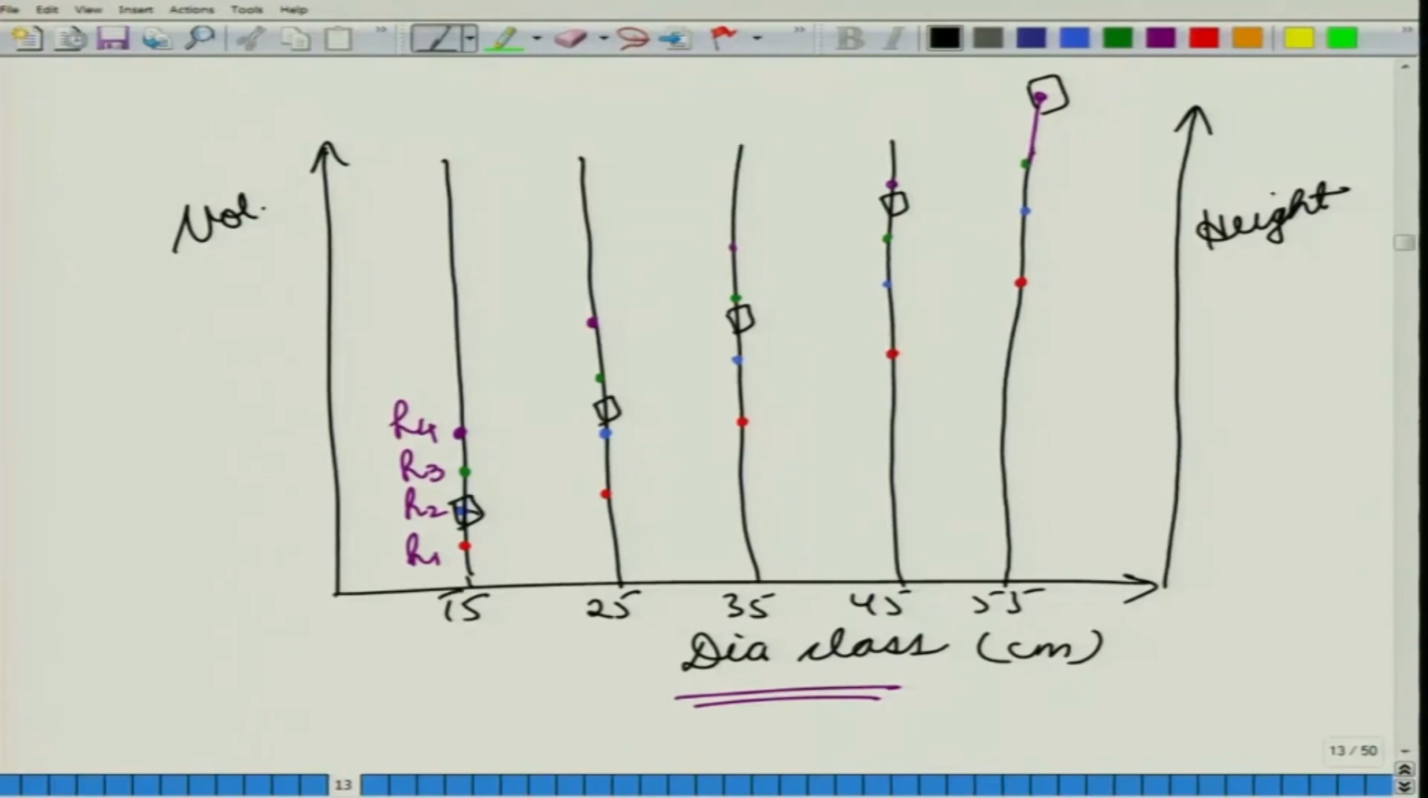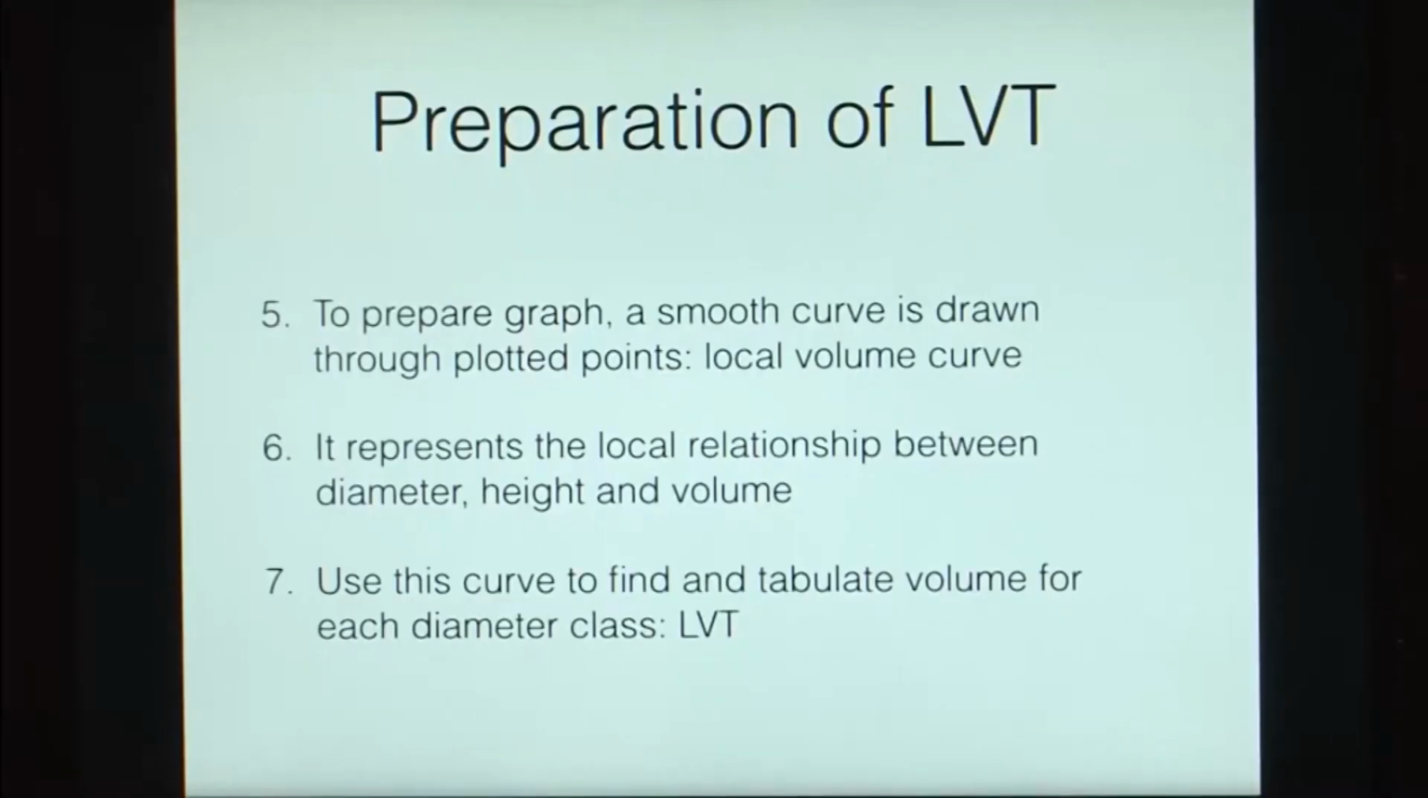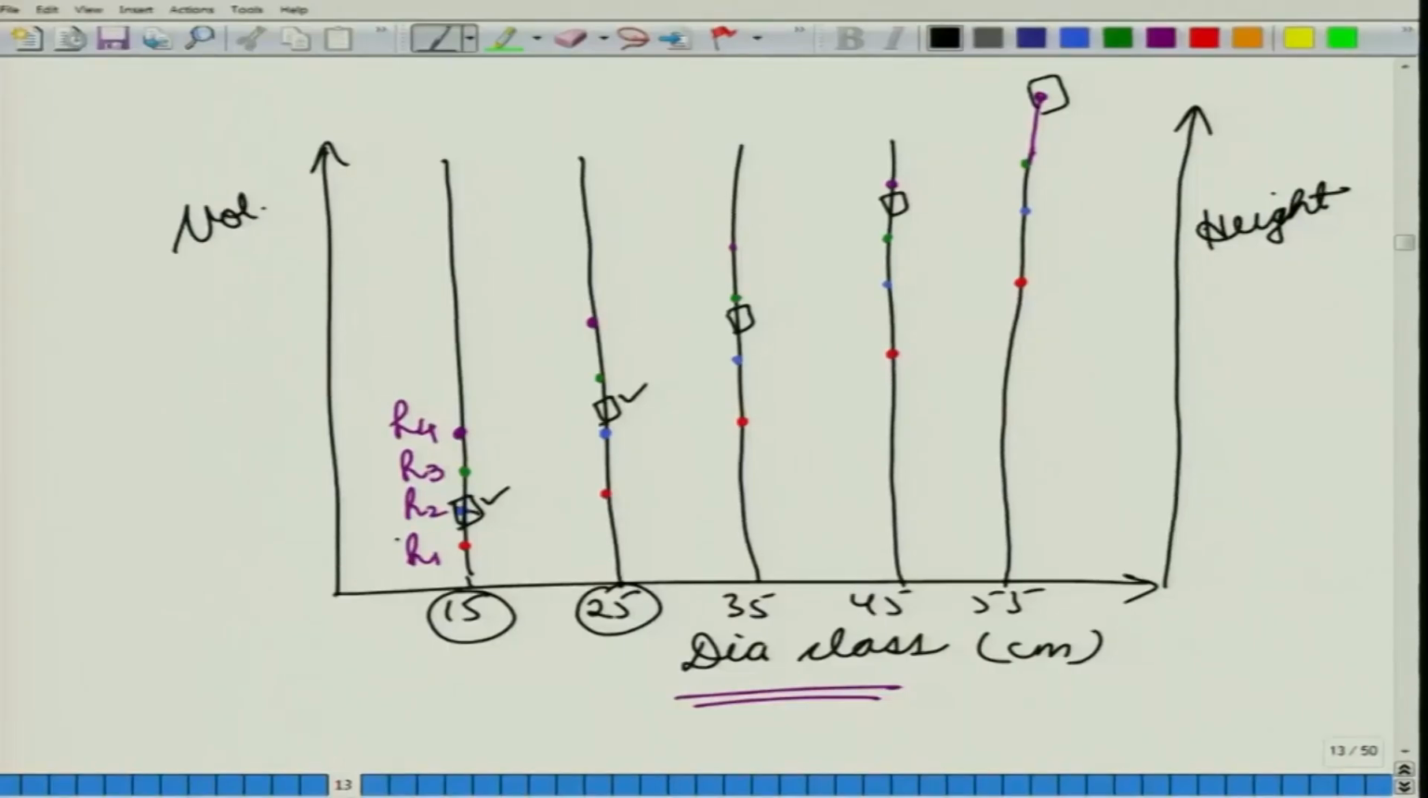So, for this diameter class we have this height, for this diameter class we have this height and so on. So, coming back to the slides. Next, to prepare the graph, a smooth curve is drawn through the plotted points, which gives us a local volume curve. So, coming back to the tablet now, we are drawing a smooth curve from all these values of heights.